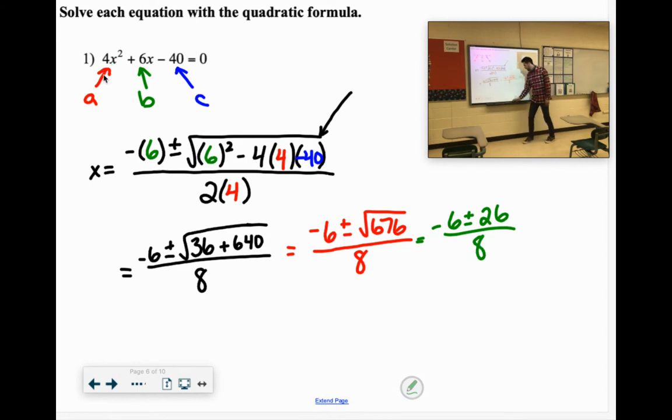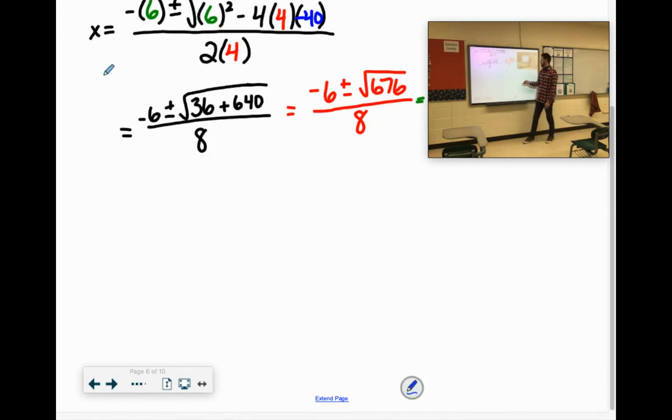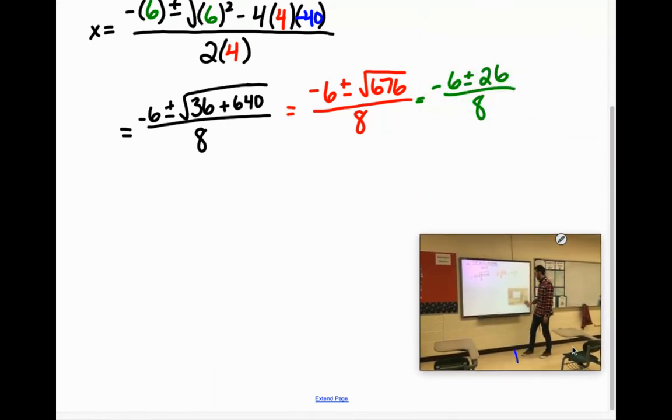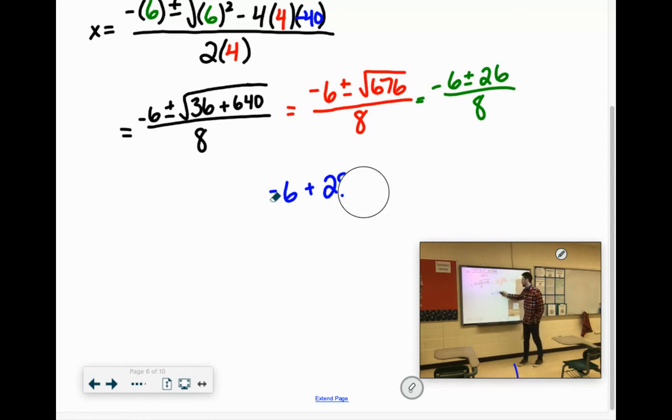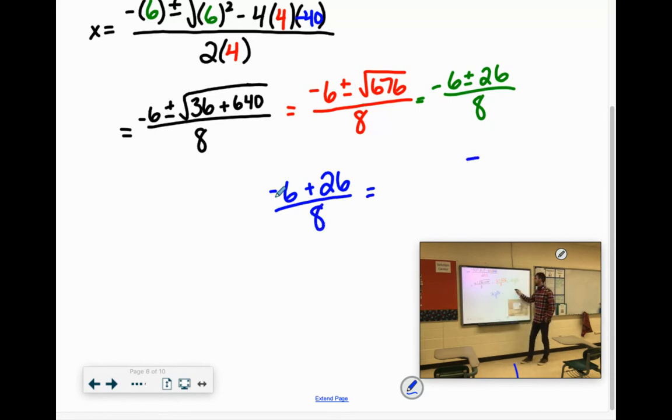We're going to do negative 6 plus 26 over 8, and we're also going to do negative 6 minus 26 over 8. We solve them, and then we're done.